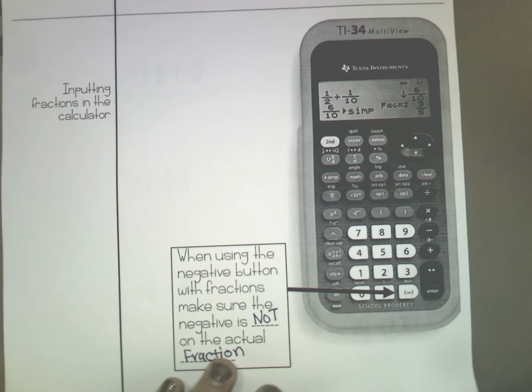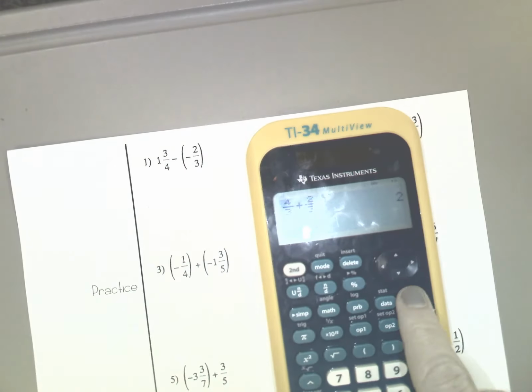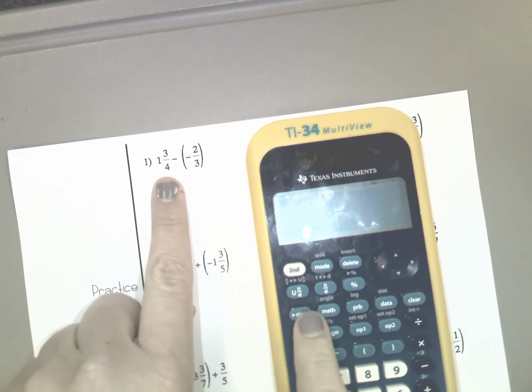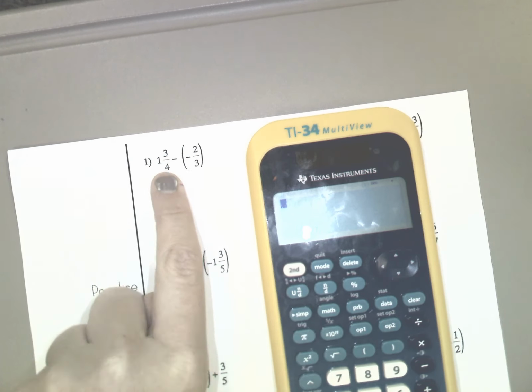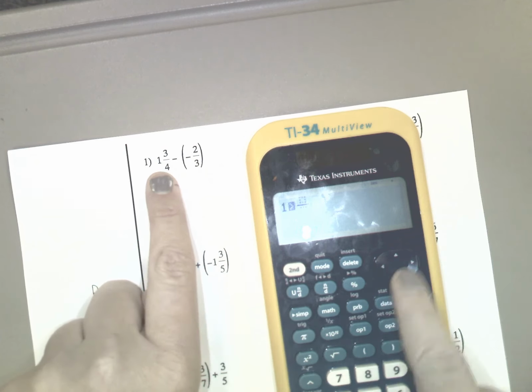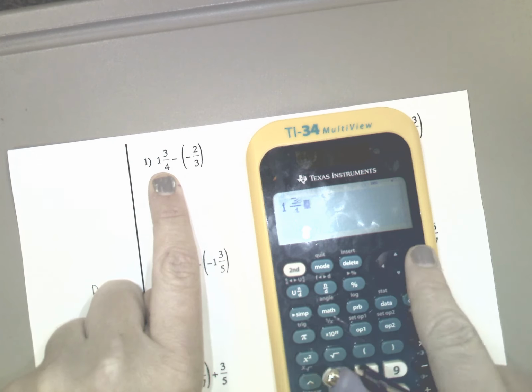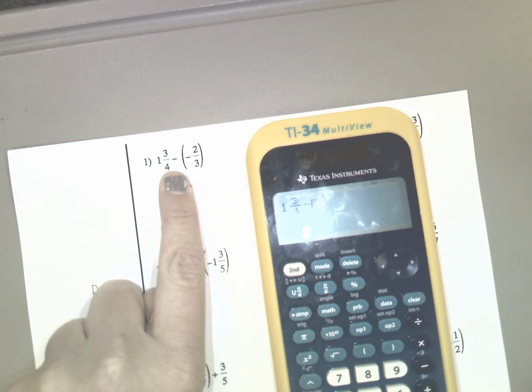Meaning, I will show you. So we're going to do number 1 together. So clear. My first one is a whole number with a fraction, so I have to use this button first. We're going to input 1 over arrow, 3 over 4, minus, now I have to do my parentheses.